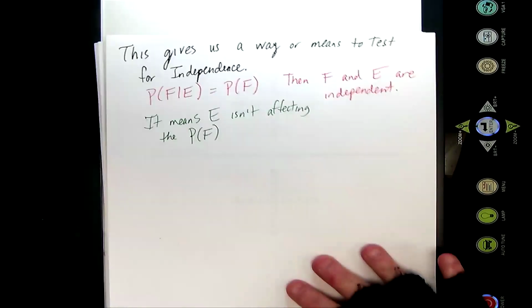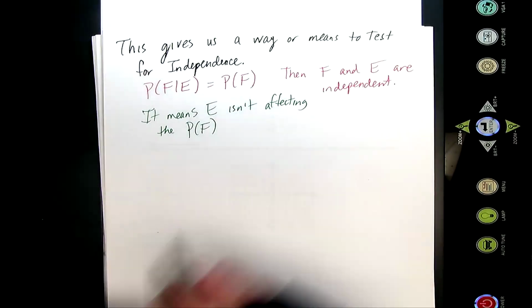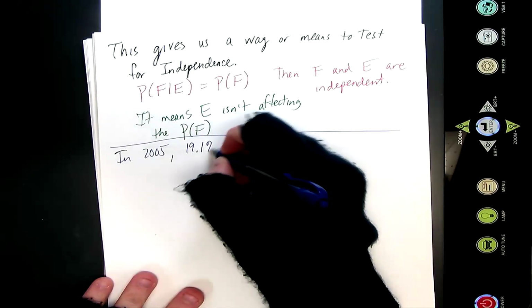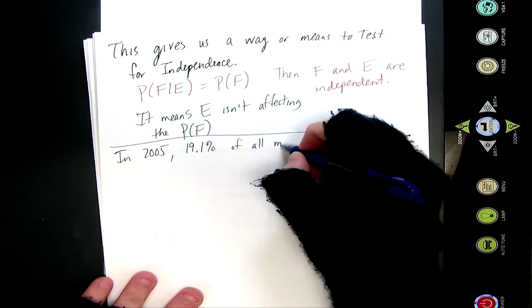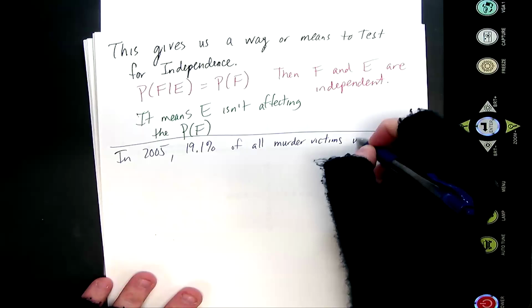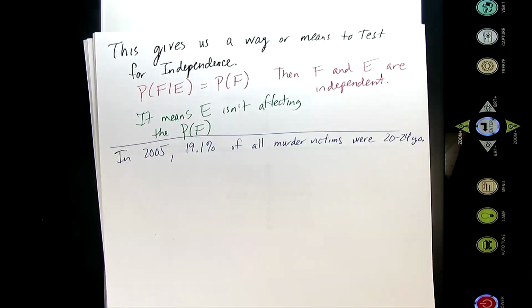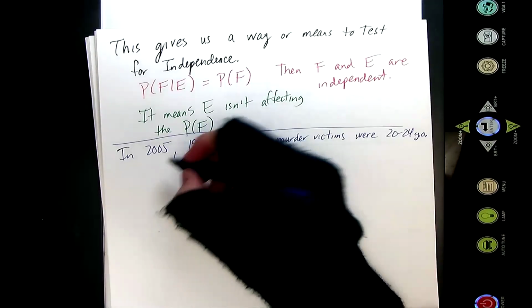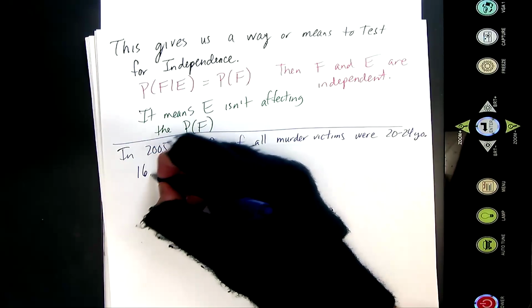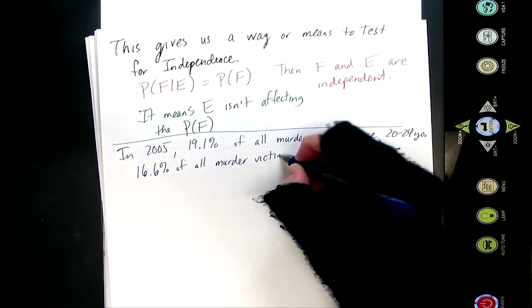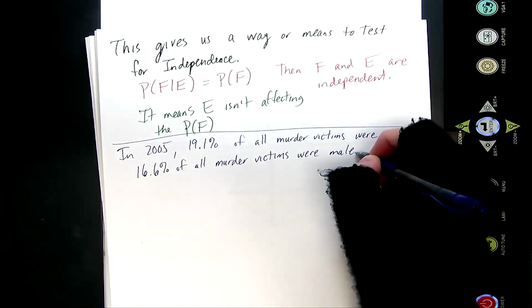Well, let's start with one that has the number version. So first question. In 2005, 19.1% of all murder victims were 20 to 24 years old. I'm going to say Y.O. for years old. It's also known that 16.6% of all murder victims were male, 20 to 24 years old.